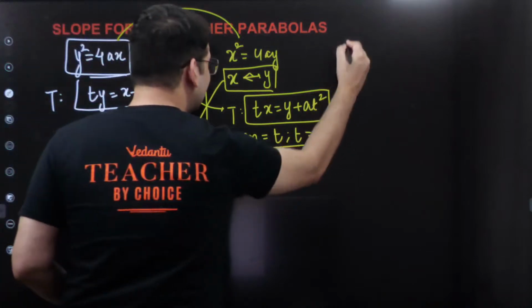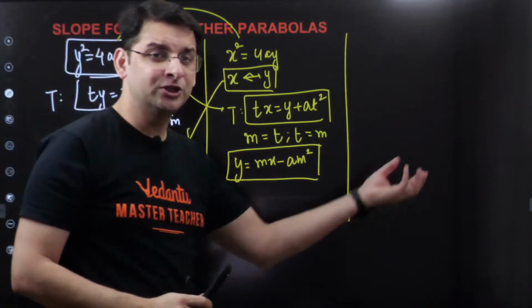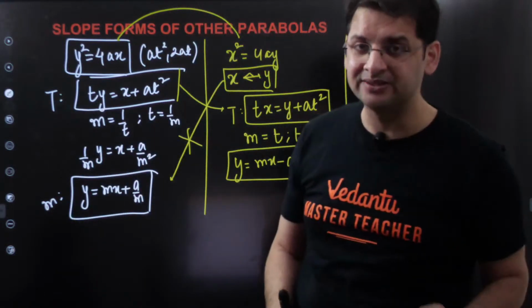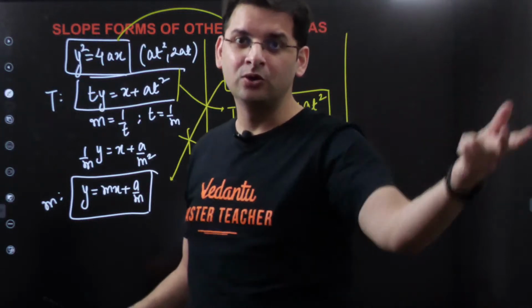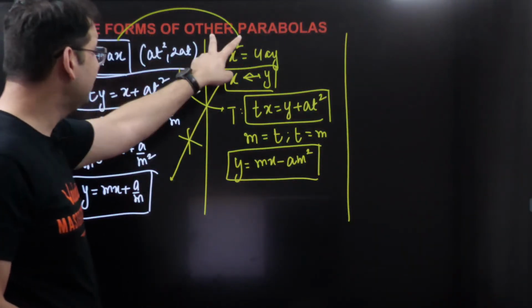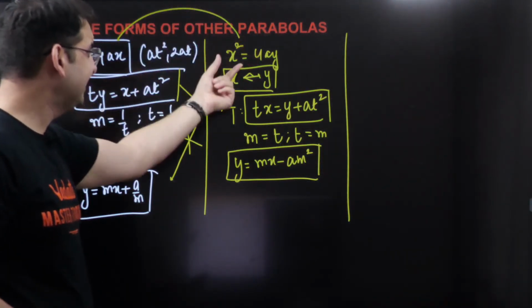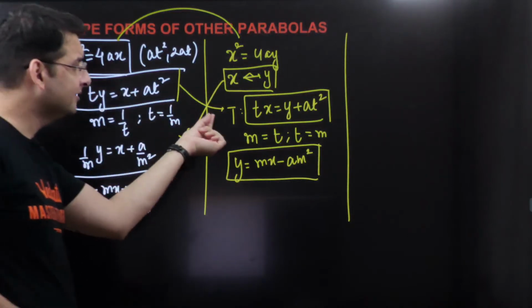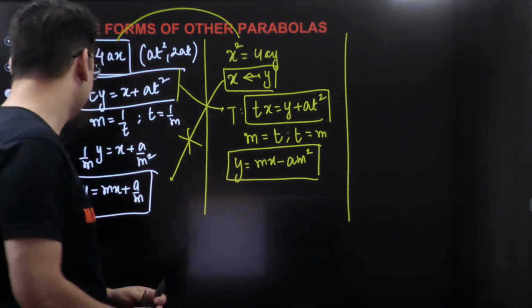Sir, do we need to remember this? I would say no, because you can easily derive this. So you should know how to derive this. Because if you remember this, you have to remember all the other two also, right? So don't remember this. Just remember x square is equal to 4ay. How does it get formed? x and y get replaced. So x and y get replaced even in the parametric form of the tangent. But slope form, we derive the same way.